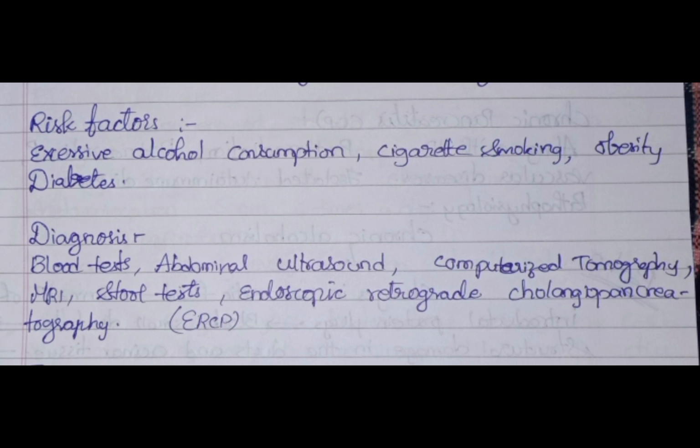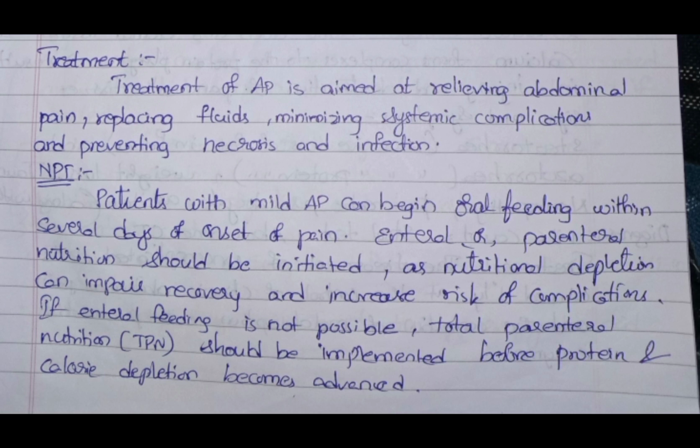Next, diagnosis. Generally, pancreatitis is diagnosed with a blood test, abdominal ultrasound, computerized tomography, MRI, stool tests, or ERCP. ERCP means endoscopic retrograde cholangiopancreatography. Next, coming to the main topic, that is treatment of pancreatitis. Now we'll discuss treatment of acute pancreatitis. It is mainly aimed at relieving the abdominal pain, minimizing the systemic complications, and preventing necrosis and infection.